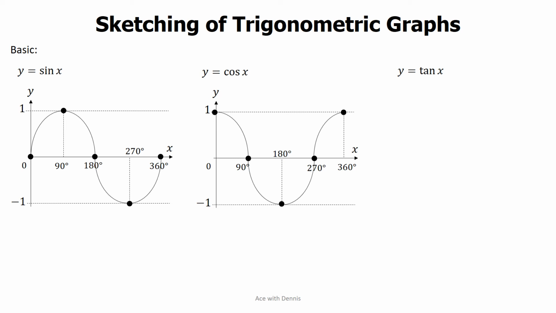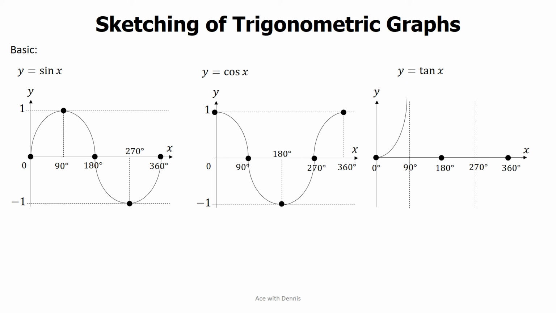Okay, next, you also need to know the basic graph for tangent. Okay, this is how it looks. It will be slightly different from the sine and cosine graphs. So firstly, you need to draw the asymptotes at 90 degrees and 270 degrees. After that, recognize that when y equals 0, it will be at 0 degrees, 180 degrees, and 360 degrees. Okay, after that, you can draw the curve.